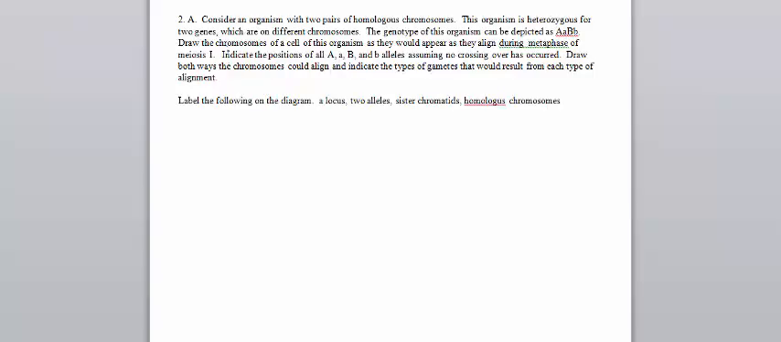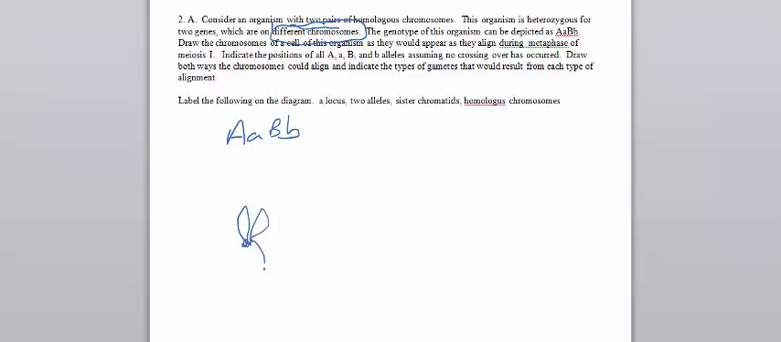All right, so consider an organism with 2 pairs of homologous chromosomes, so 2 pairs, so that means 4 total. The organism is heterozygous for 2 genes, are in different chromosomes, that's important. Anytime you see different chromosomes, then we know independent assortment is going on. And it has a genotype of this. Draw the chromosomes as they would align during metaphase of meiosis 1.